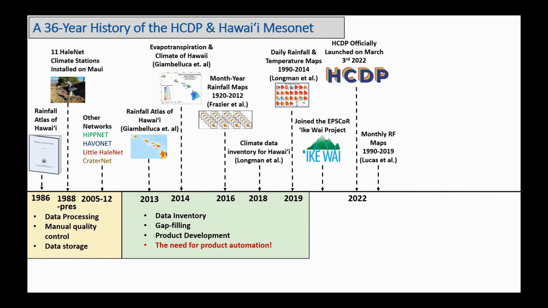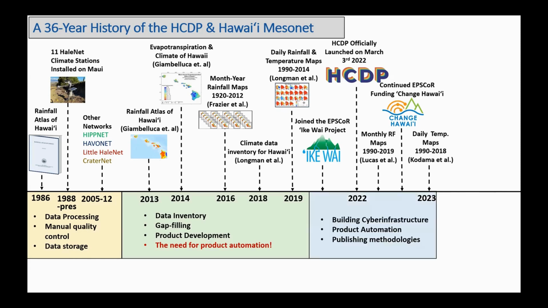So Matt Lucas published his methods for the rainfall mapping. We continued to work with the EPSCoR project to change Hawaii, a second version of this. Kerry Kodama published her temperature maps. So this period was more about building the cyber infrastructure to capture all this data and to store it, about getting the automation workflows going, and then publishing methodologies.